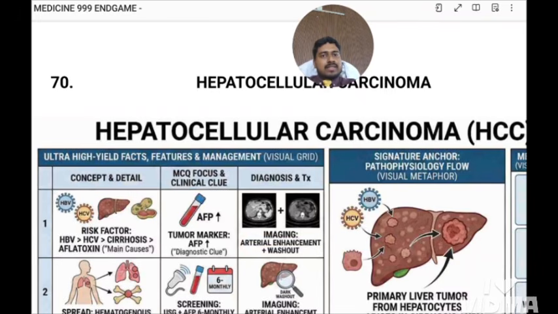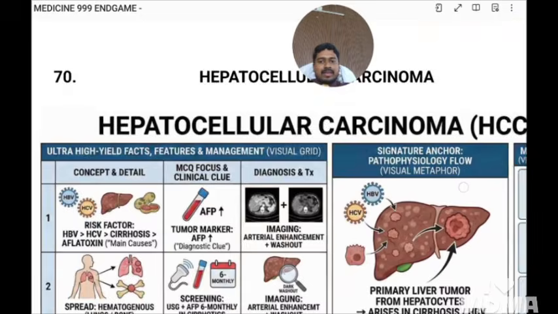Means in the first, so I told you about three phases. The first phase is the arterial phase, which is the earliest phase, where the tumor becomes enhanced immediately when the contrast is given into the arteries. In the second phase, that is the venous phase, what will happen? The contrast will decrease, okay? And in the third phase, that is the post-delayed phase, the contrast will be further decreased, okay? It will become hypodense.